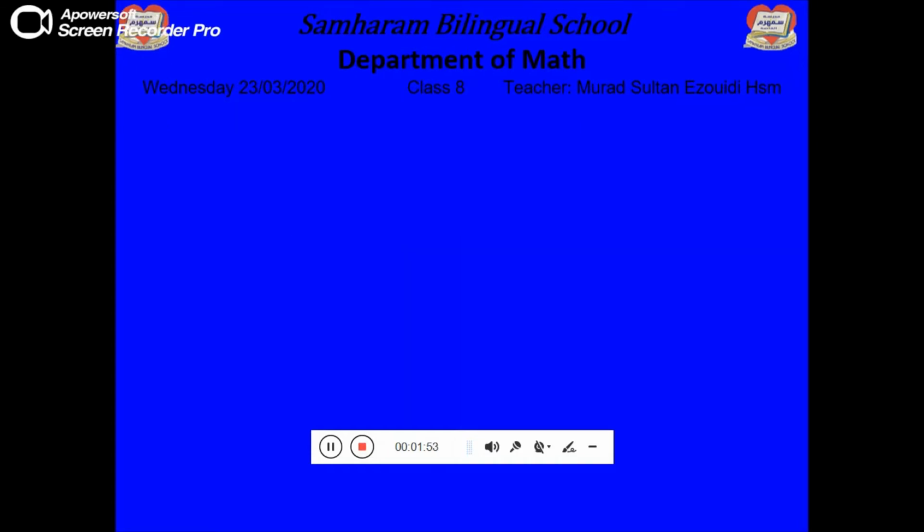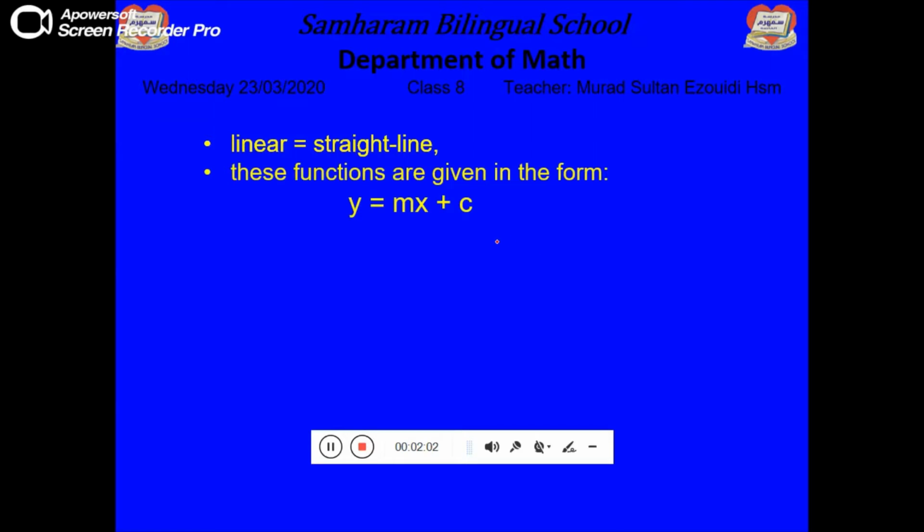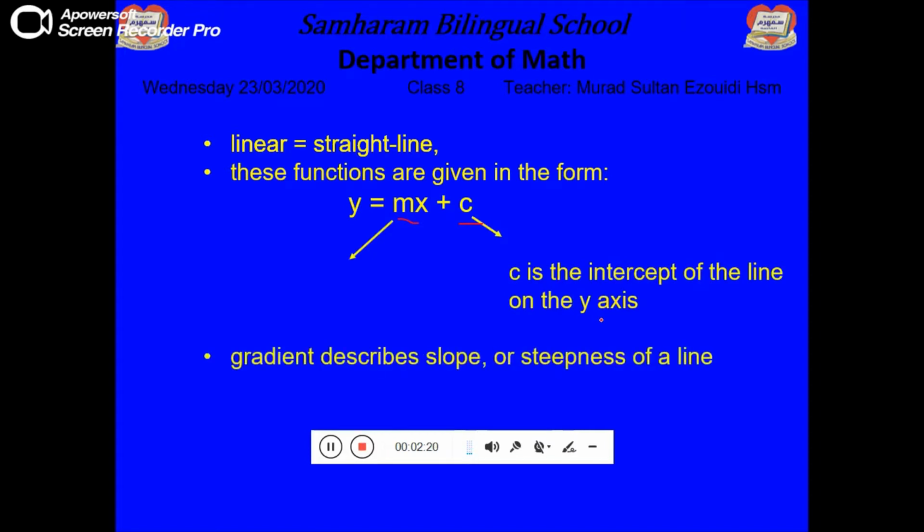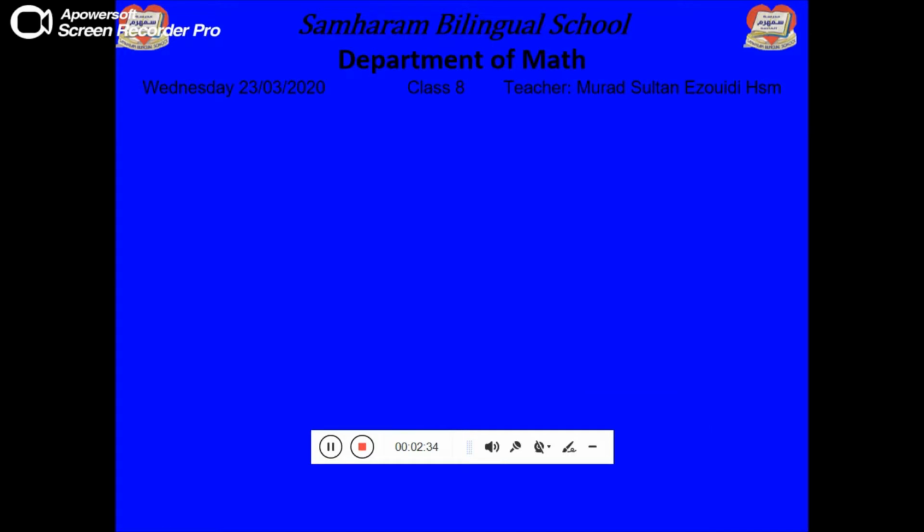So here, my kids, linear means a straight line. These functions are given in the form y equal mx plus c. m is the gradient and c is the y-intercept. c is the intercept of the line on the y-axis, also called the y-intercept, and m describes the slope or steepness of the line. Parallel lines have the same gradient. Also, you know this fact.